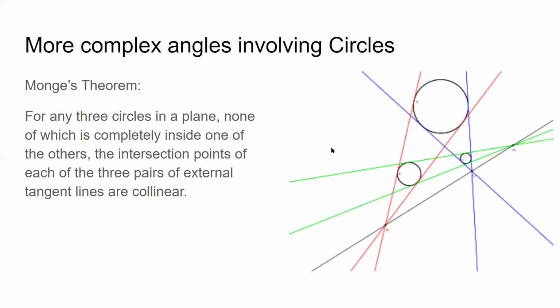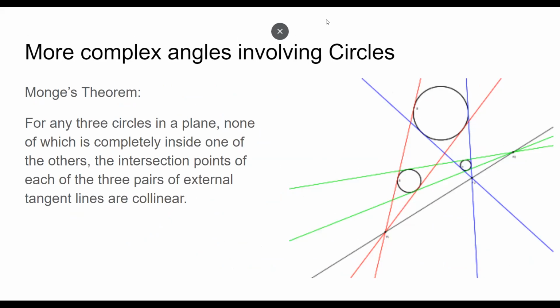All right, so let's talk about some more complex equations. So this looks intimidating. This isn't really relevant, but I just thought this was an interesting fun fact about different circles and tangents. So if you have three circles in a plane, so we have a circle here, a circle here, and a circle here, and none of them is completely within one of the other ones, the intersection points of each pair of external tangent lines are collinear.